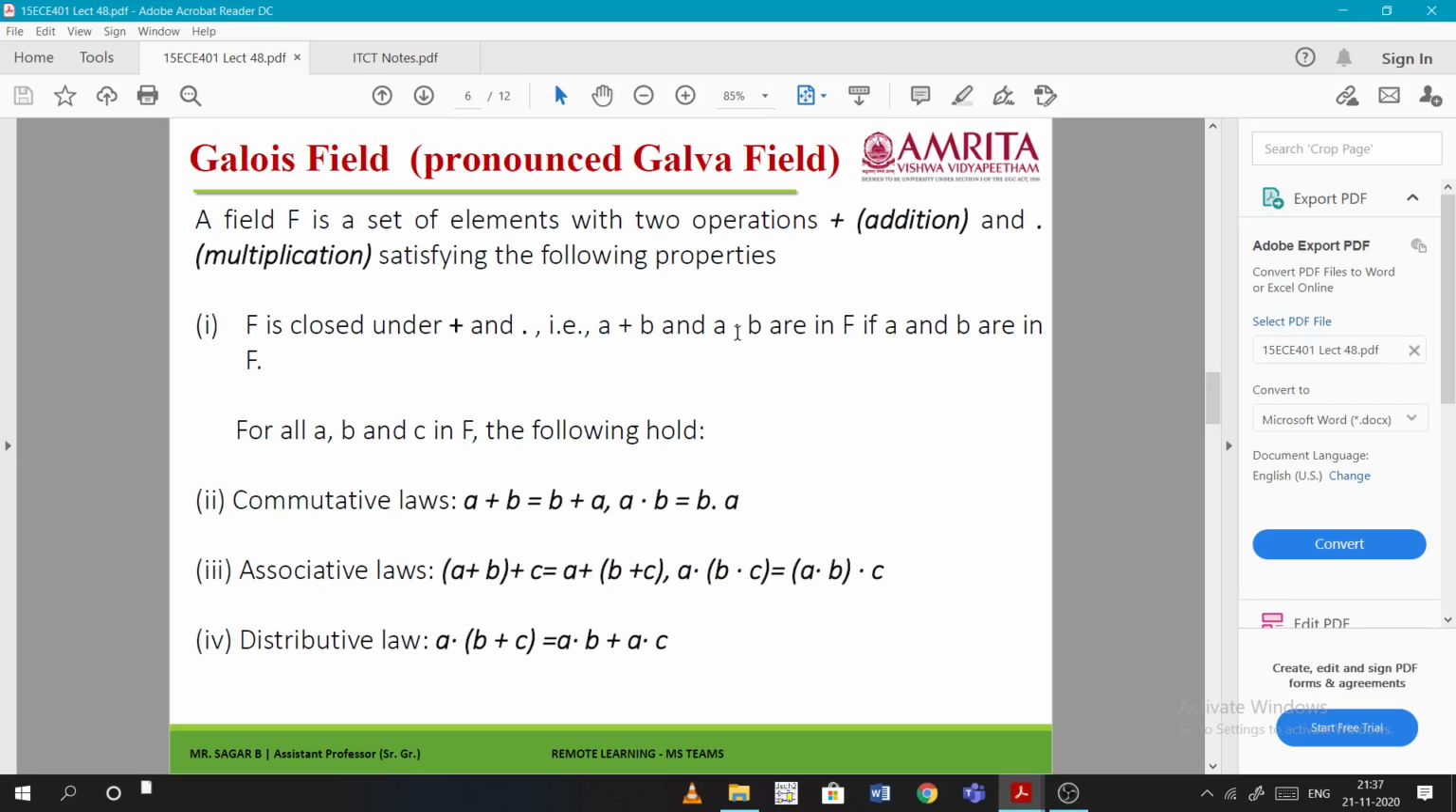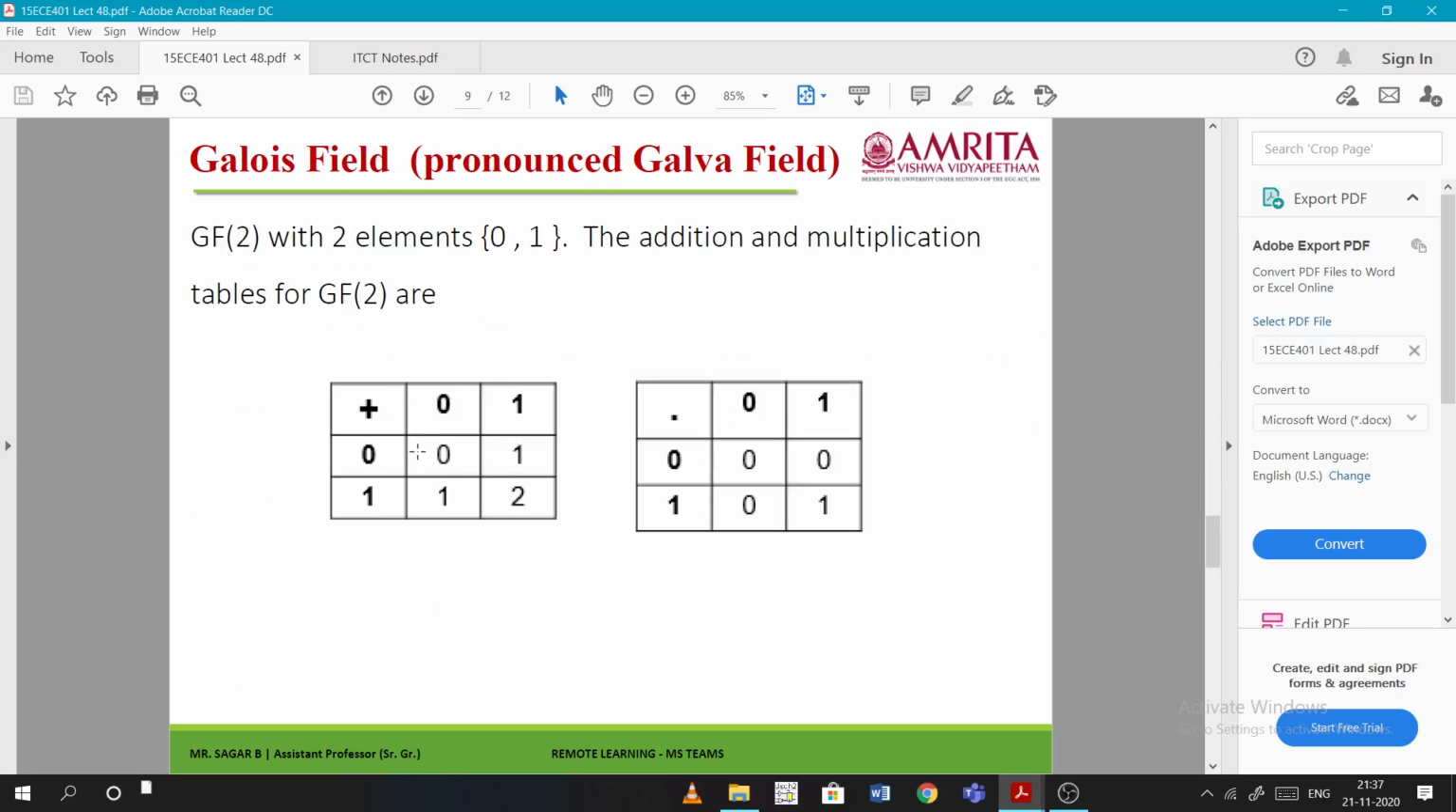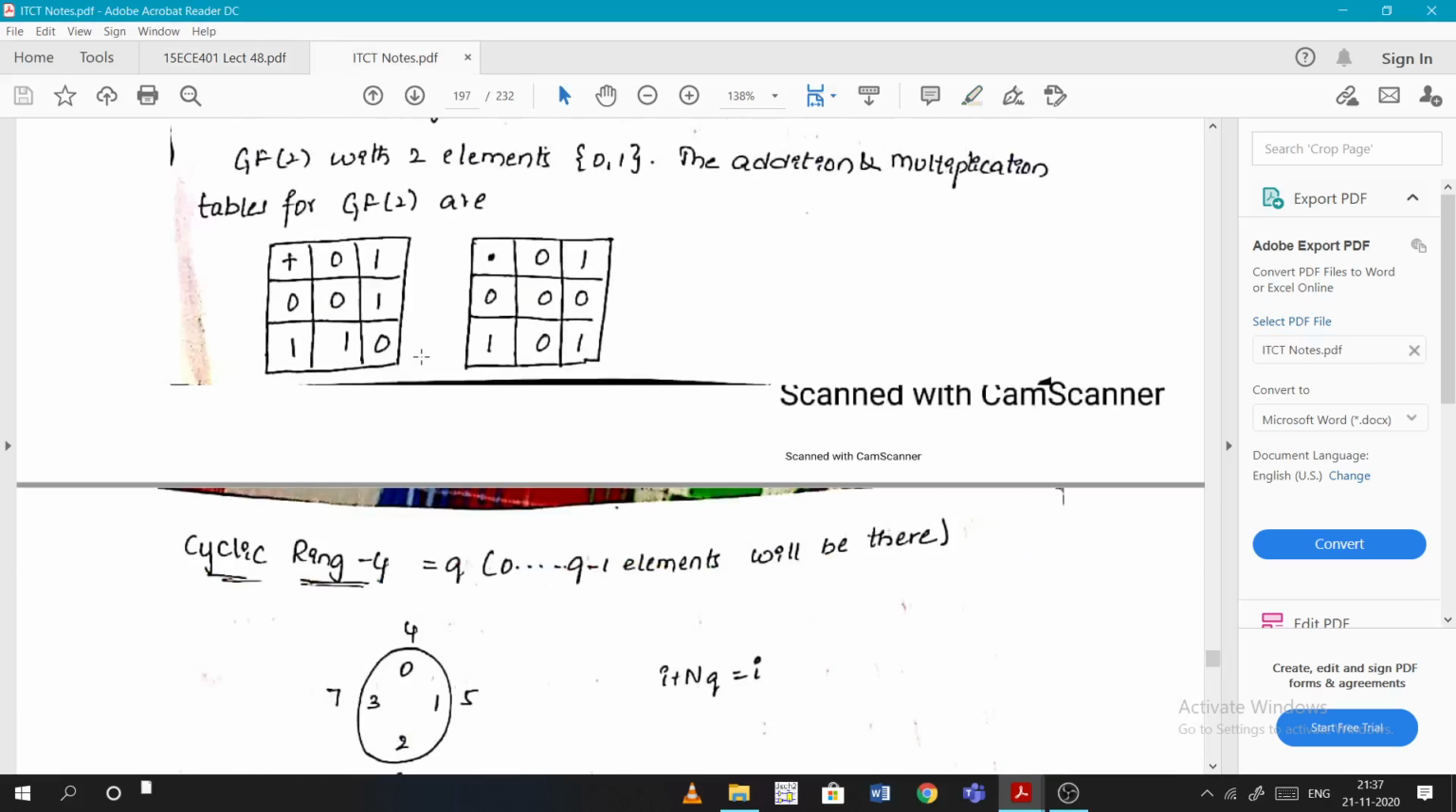For example, let us take the Galois field of 2, which is made of two elements, that is 0 and 1. In this, 0 plus 0 is 0, 0 plus 1 is 1, 1 plus 0 is 1, and 1 plus 1 is 0. This is not ordinary addition, we do arithmetic modulo 2, that means XOR operation basically. So 0 XOR 0 is 0, 0 XOR 1 is 1, 1 XOR 0 is 1, and 1 XOR 1 is 0.